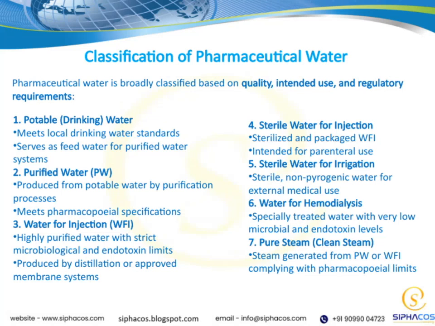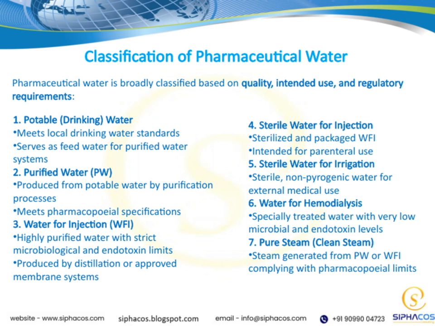Let's start by looking at the different classifications of pharmaceutical water, which are mainly based on their quality, intended use, and regulatory requirements. First, we have potable or drinking water. This type of water meets the local standards for drinking water and also serves as the feed water for purified water systems. Next is purified water, or PW. This water is produced from potable water through various purification processes, ensuring it meets specific pharmacopoeial standards for pharmaceutical use.